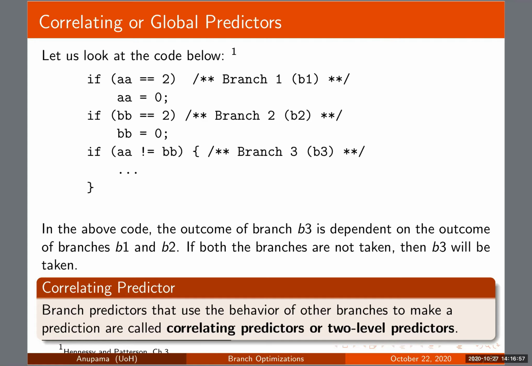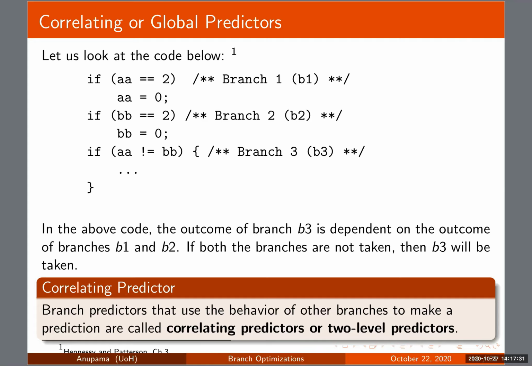Okay, so those are where local predictors will work very well. But for a branch whose outcome depends on the outcome of previous branches, we need to maintain the history of all the branches until now, or some branches until now. And based on the history of the outcomes of the previous branches, we will predict whether this branch will be taken or not.